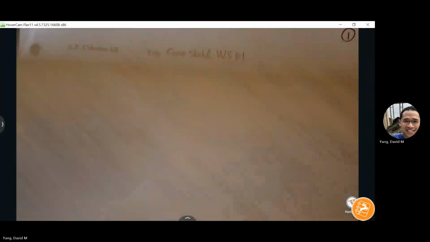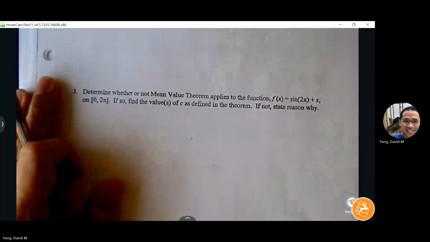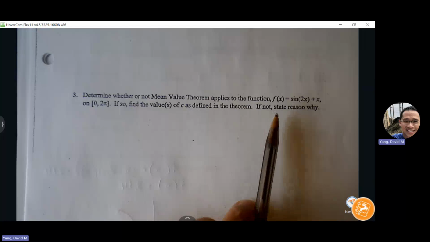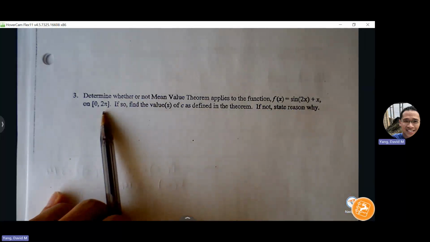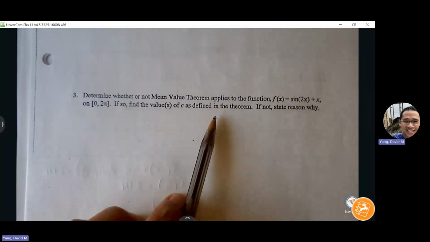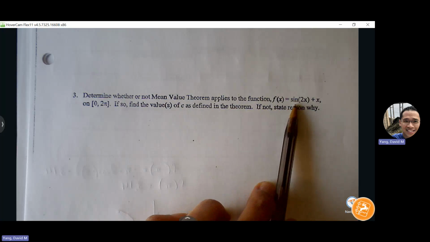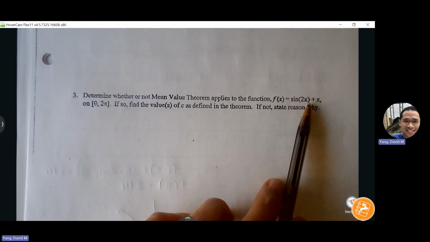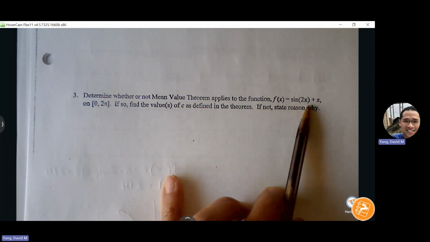So we'll skip 1 and 2 here. Let's go to number 3. Determine whether mean value theorem applies for the function sine of 2x plus x on the interval from 0 to 2 pi. If so, find the values of c defined in the theorem. If not, state the reason why. Well, the nice thing is that with sine functions, there are no sharp turns. There are no asymptotes. So our first 2 conditions will pass. We just have to make sure we state those 2 conditions.